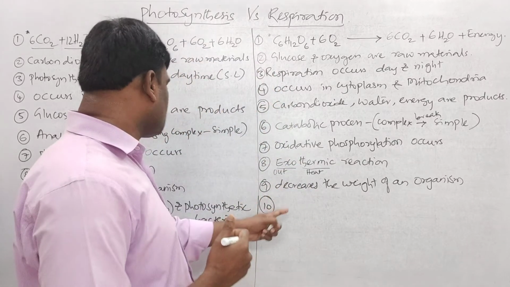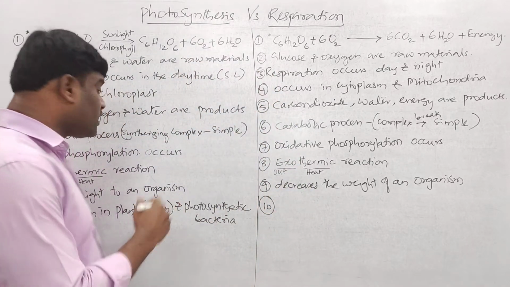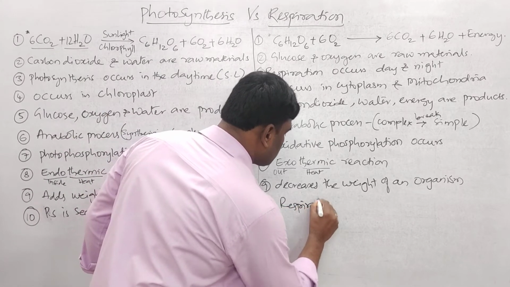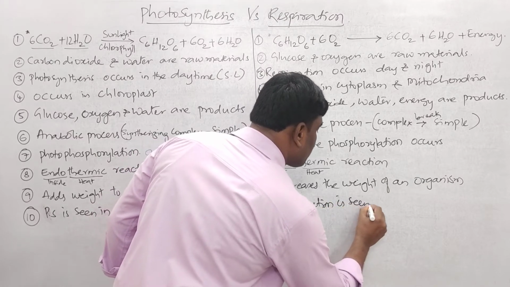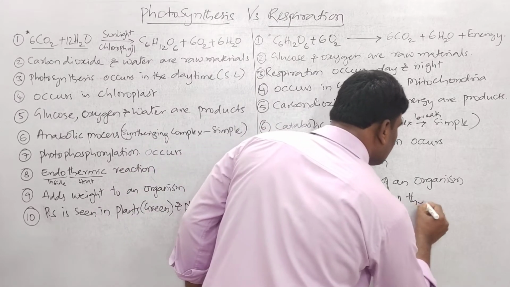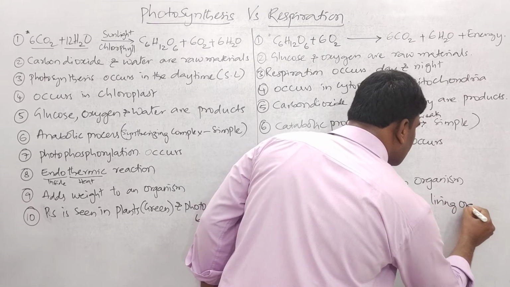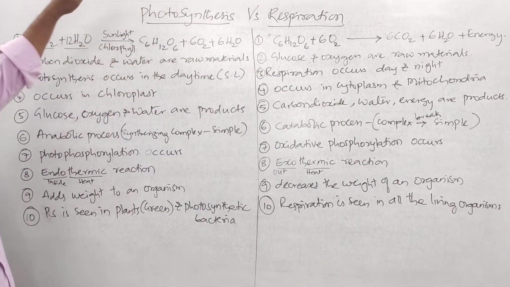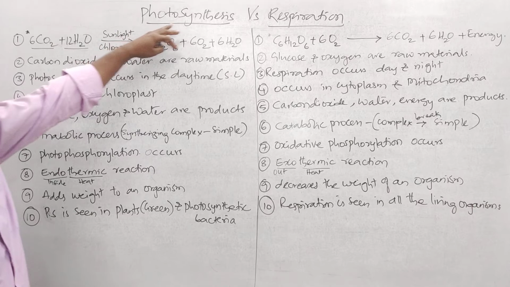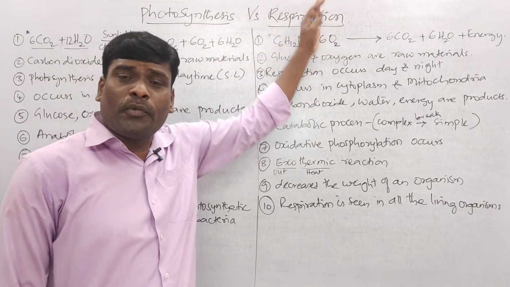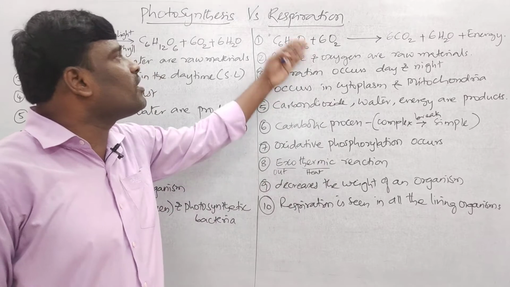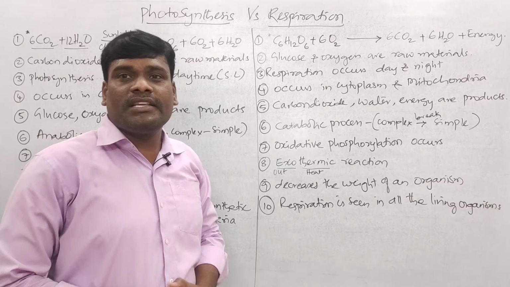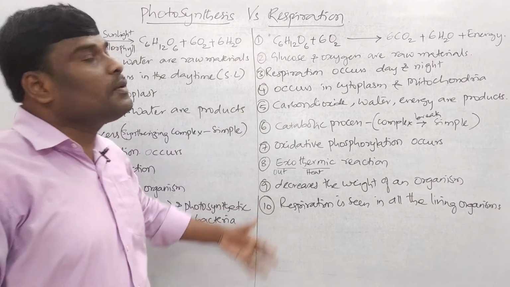So here, respiration is seen in all the living organisms, isn't it? So these are the very important points in photosynthesis as well as respiration. I hope maximum of the points we got from the equation itself, children. If you learn the equation, it will be very easy for you to write down these many points, children.